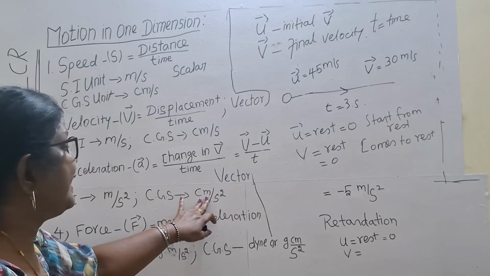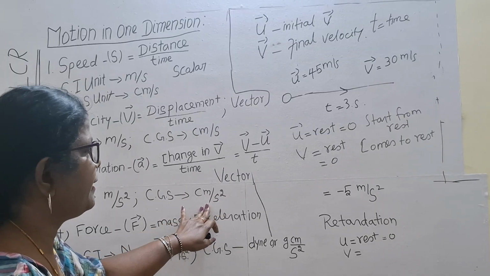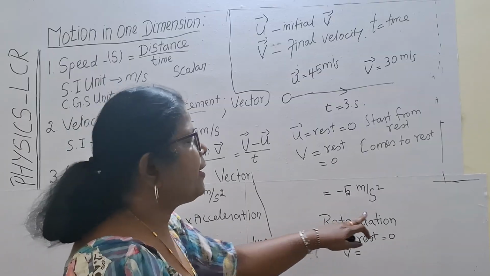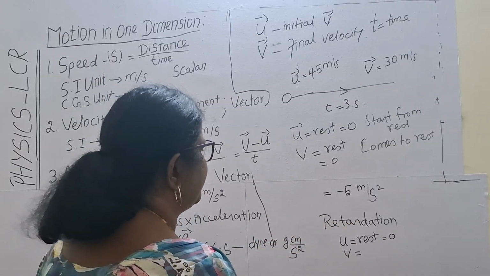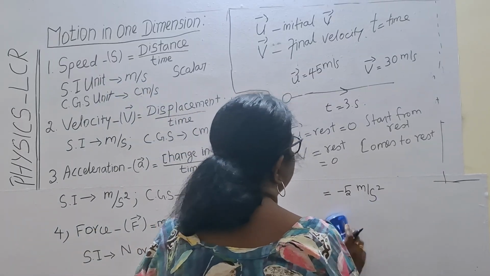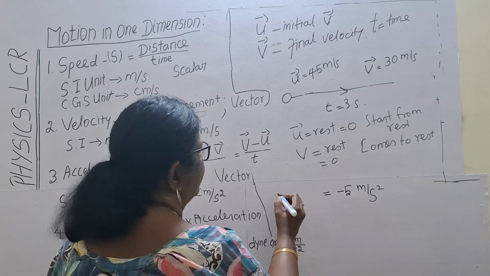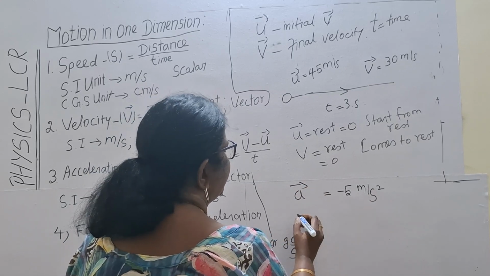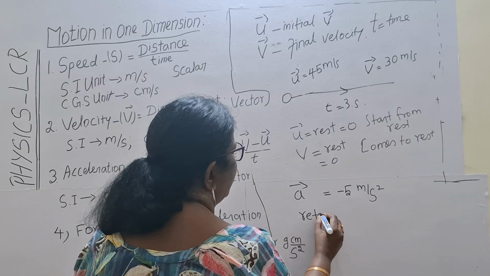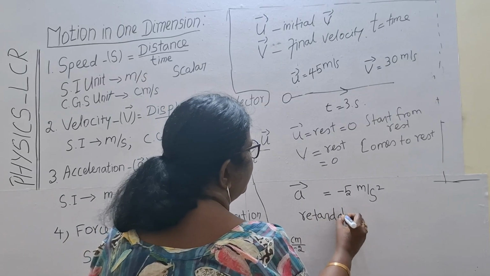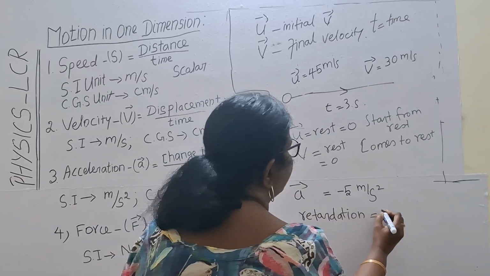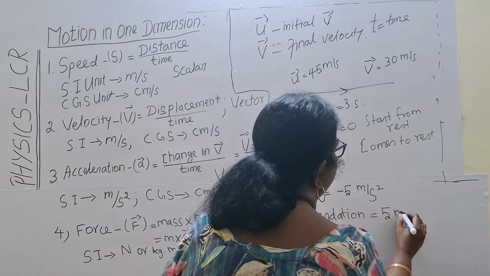C.G.S unit, centimeter per second square. Acceleration, retardation. Retardation is also a kind of acceleration. Suppose you are mentioning a retardation, you can write 5 meter per second square.